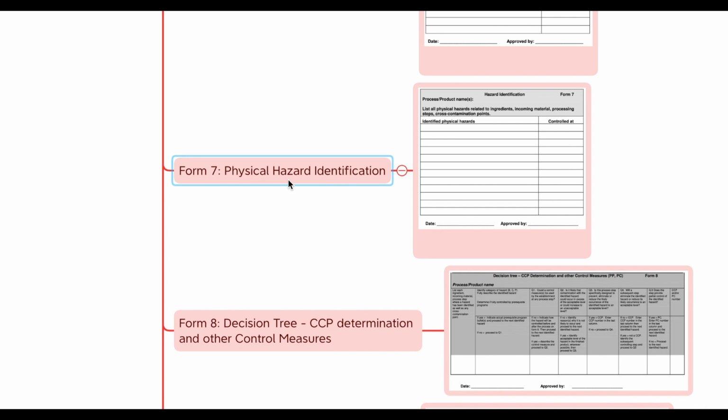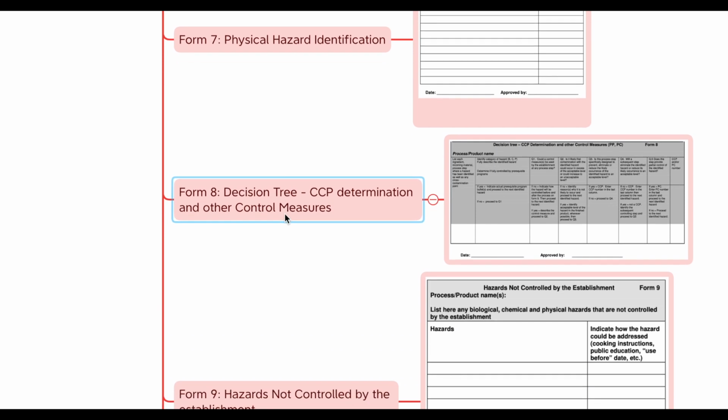Okay, form 7, physical hazard identification. These things are like metal shards, glass pieces, or even stones that could potentially find their way into your product. In a bakery example, physical hazards could include things like a piece of broken mixing blade getting into your dough or a piece of plastic from packaging materials. For a meat processing plant, it could include things like bone fragments in ground meat or metal shards from a broken grinder blade. In a dairy factory, physical hazards could include things like pieces of a broken milk bottle or a piece of a broken pump seal.